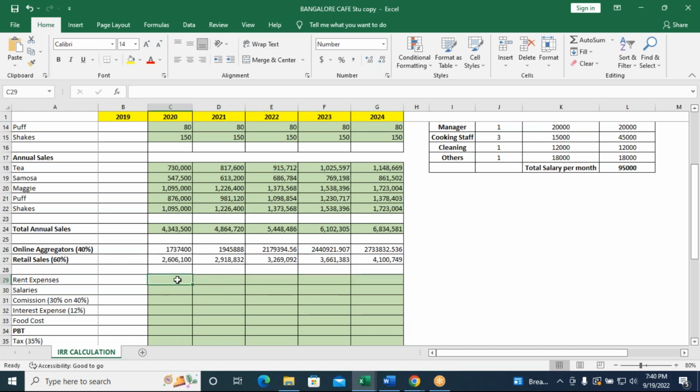Here is equal to, open the bracket. So how much space do I need? I need 450 square feet of space, into per square feet charges of 150. Close the bracket, into 12. So this is per month, 450 into 150 is per month. Like this I have to calculate for 12 months. Enter. It will be 8,10,000, and I will click here and drag.